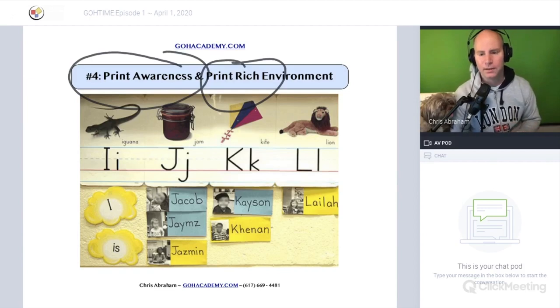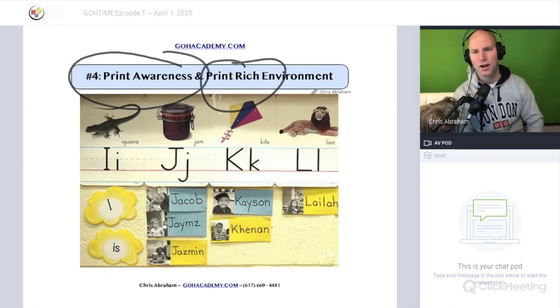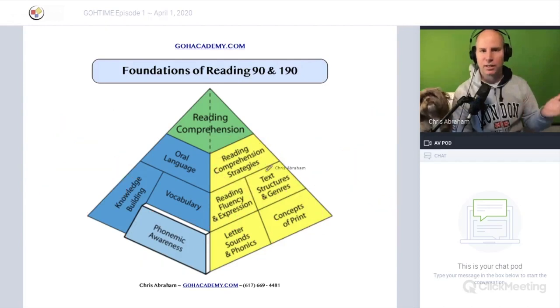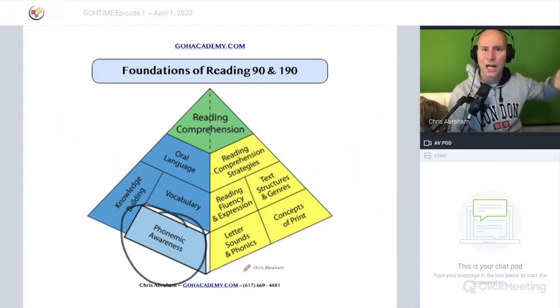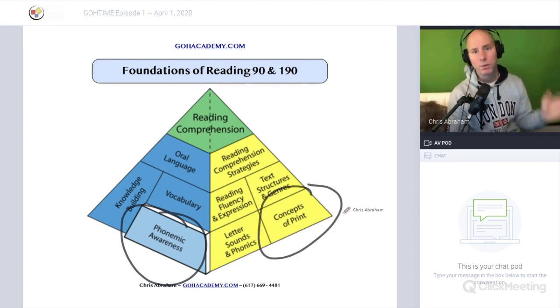Okay, so let's go back and review real quick. So far on our triangle, let me clear this off, we've just really quickly talked about phonemic awareness and phonological awareness, which is the hearing the sound stuff, and concepts of print, which is the print stuff.